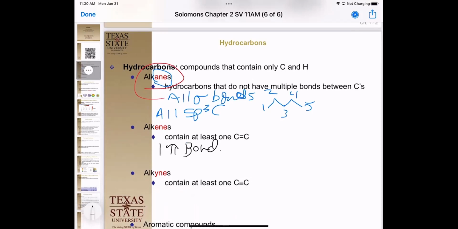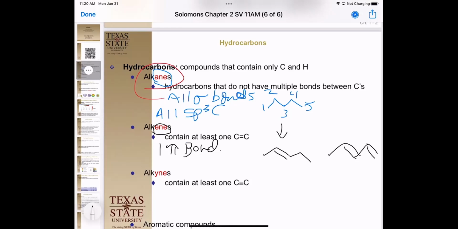So in that case, we're going to go from this pentane, ANE, saying it has no double bonds, to 1, 2, 3, 4, 5. 1 double bond somewhere in the compound changes it into an alkene, ENE. So ANE means sigma bonds only. ENE means at least 1 pi bond. You can have more. You can have 2 pi bonds or 3 or 20. It doesn't matter. At least 1.